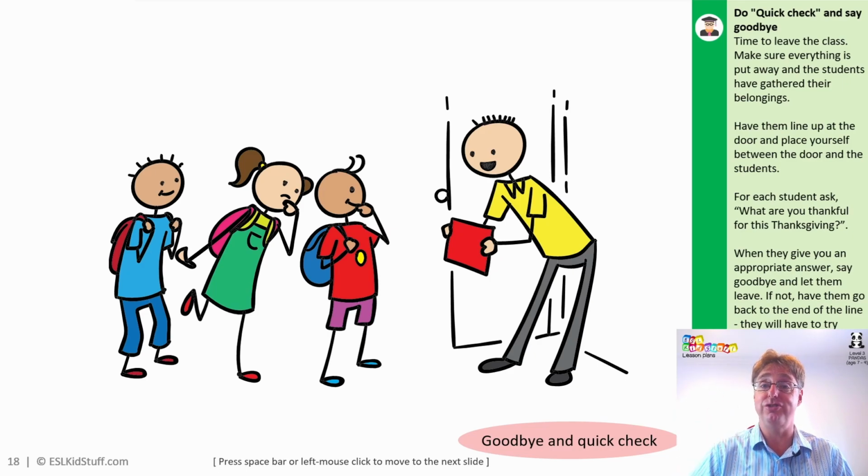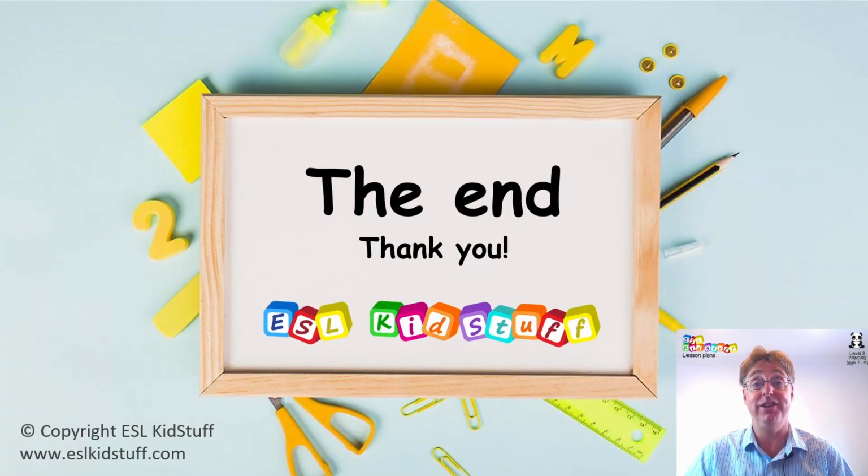And for each student, try and get a different answer. You don't want them all saying the same thing. If a student makes a mistake or doesn't give an appropriate answer, then you can make them go back to the end of the line and they have to work their way forward to give you an answer and try the next time. And that's the end of the lesson.